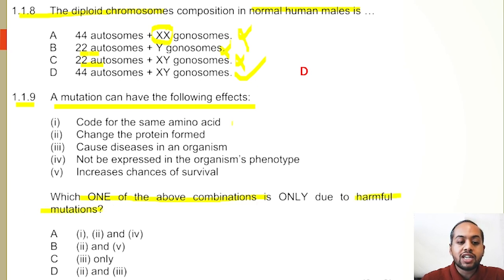Harmful mutations, they code for the same amino acid? No. Change the protein formed? No. Cause diseases? Yes. Not be expressed in the organism's phenotype? No. Increased chance of survival? No. Therefore, 3 is the only correct one, and C is going to be the correct answer.